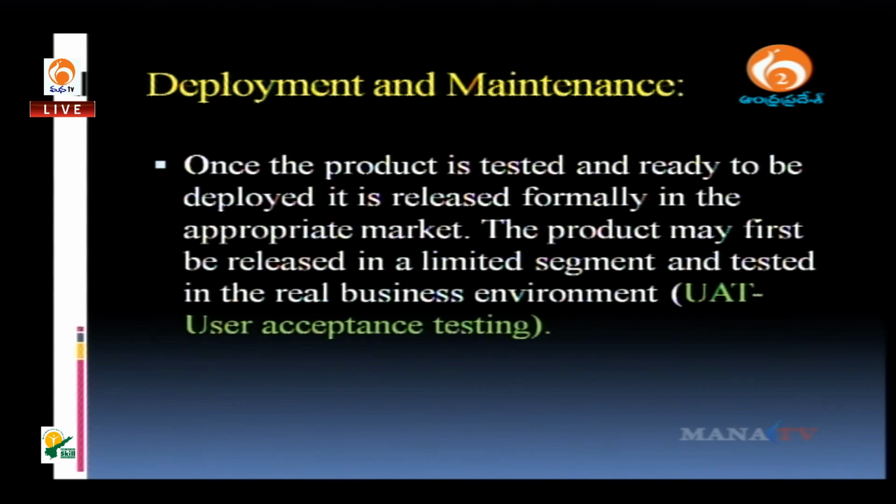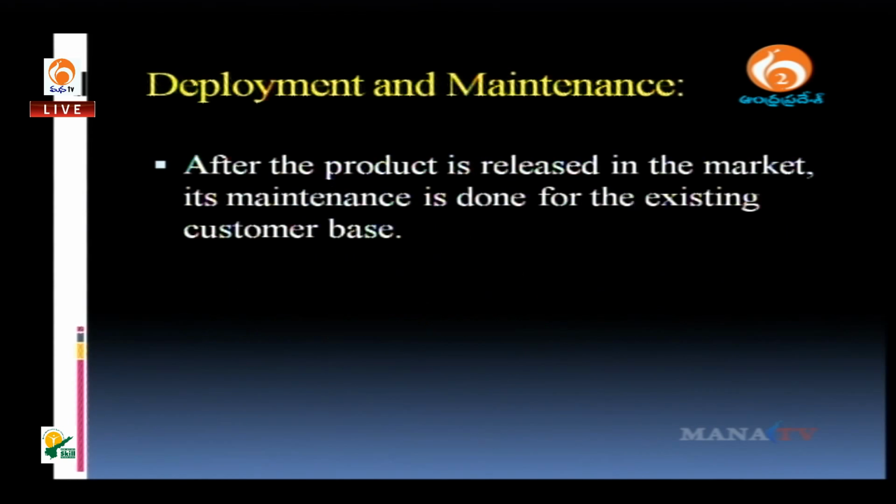Once the product is tested, it has to be deployed at the client's place, in the appropriate market. The product may first be released in a limited segment. It is also called the alpha or beta version. If it is working properly, the limitation is removed. After the product is released in the market, maintenance is done for the existing customer base.